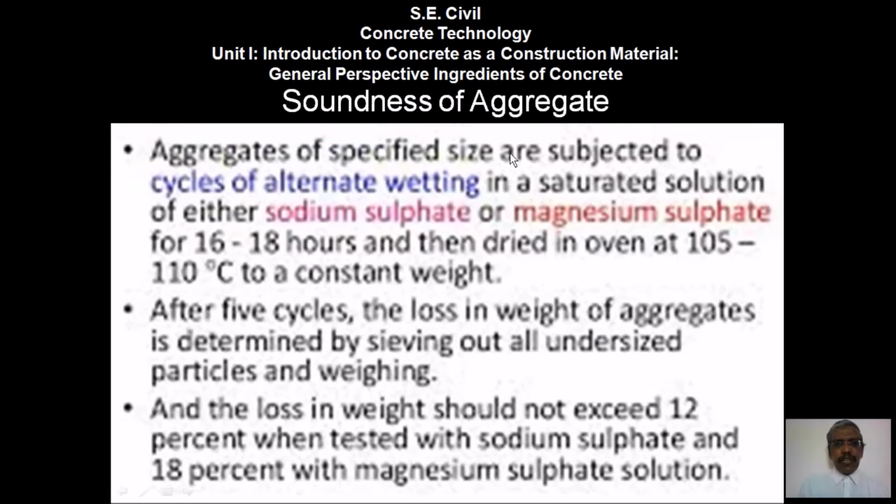Aggregates of specified size are subjected to cycle of alternate wetting in saturation solution of either sodium sulfate or magnesium sulfate. Then you have to see that the loss in the weight should not exceed 12% when tested with the sodium sulfate and 18% with magnesium sulfate solution.